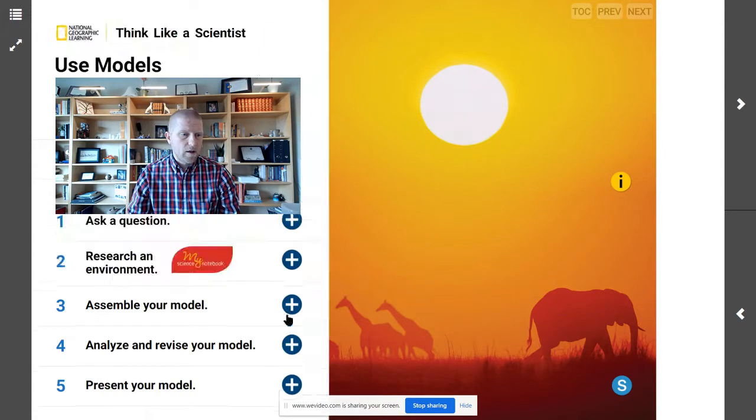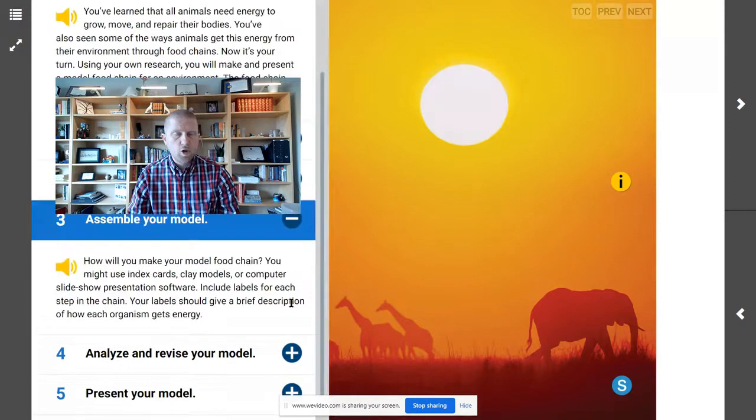All right, that moves us into step 3. You need to assemble your model. How are you going to make your model food chain? Now, some of you might be using index cards, some of you might be using clay to make your model, or a computer slideshow presentation software, which we are set up for you to be able to use Google Slides to build your model. Include labels for each step in the chain. Your labels should give a brief description of how each organism gets the energy. So how is it that they're getting the energy?